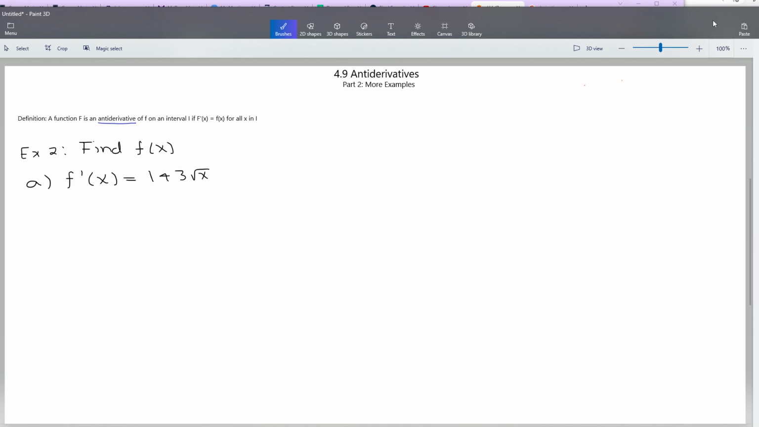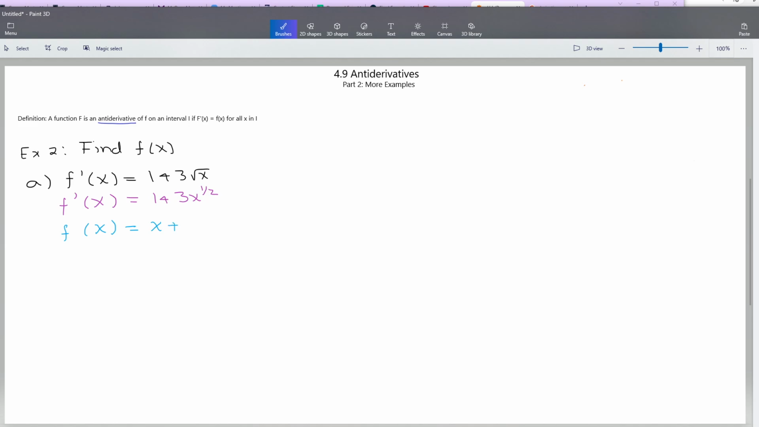So here, if I look at 1 plus 3 root x, again, I personally would simplify this to the exponent version, which would be 1 plus 3x to the 1/2 power. Now, if we are looking for f of x when we have f prime of x, we are looking for the antiderivative. So f of x would be x, right? If we take the derivative of x, we get 1. So the antiderivative of 1 is x.